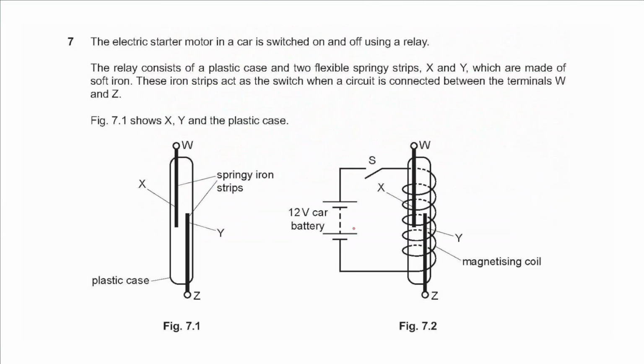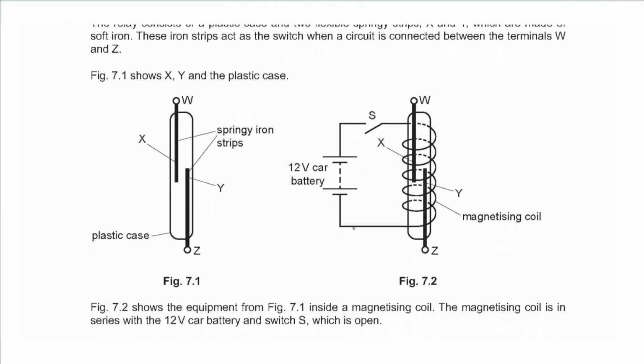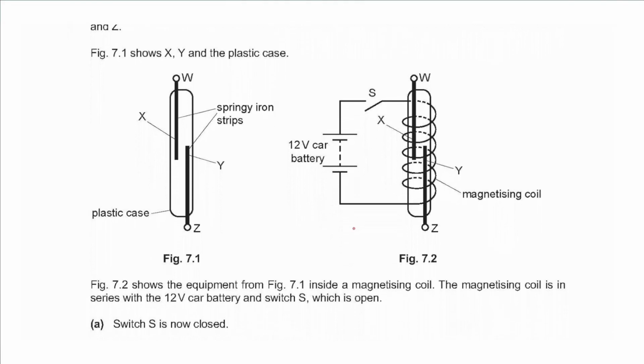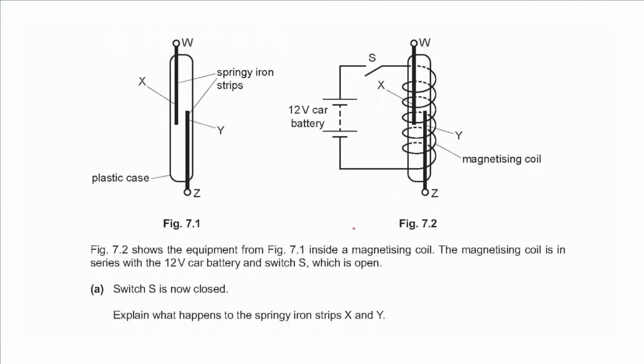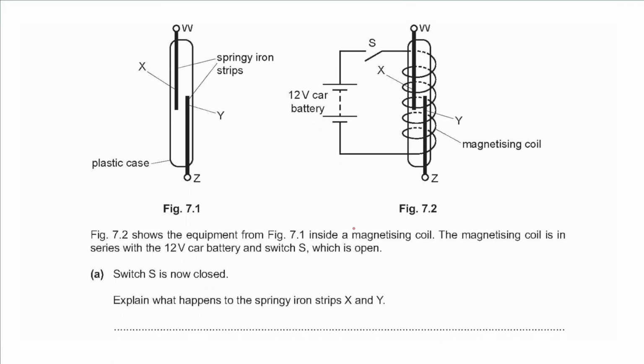Question 7 says the electric starter motor in a car is switched on and off using a relay. The relay consists of a plastic case and 2 flexible spring strips, X and Y, which are made of soft iron. These iron strips act as the switch when a circuit is connected between the terminals W and Z. Figure 7.1 shows X and Y and the plastic case. Figure 7.2 shows the equipment from figure 7.1 inside a magnetizing coil. The magnetizing coil is in series with the 12-volt car battery and switch S, which is open. Switch S is now closed. Explain what happens to the springy iron strips X and Y.